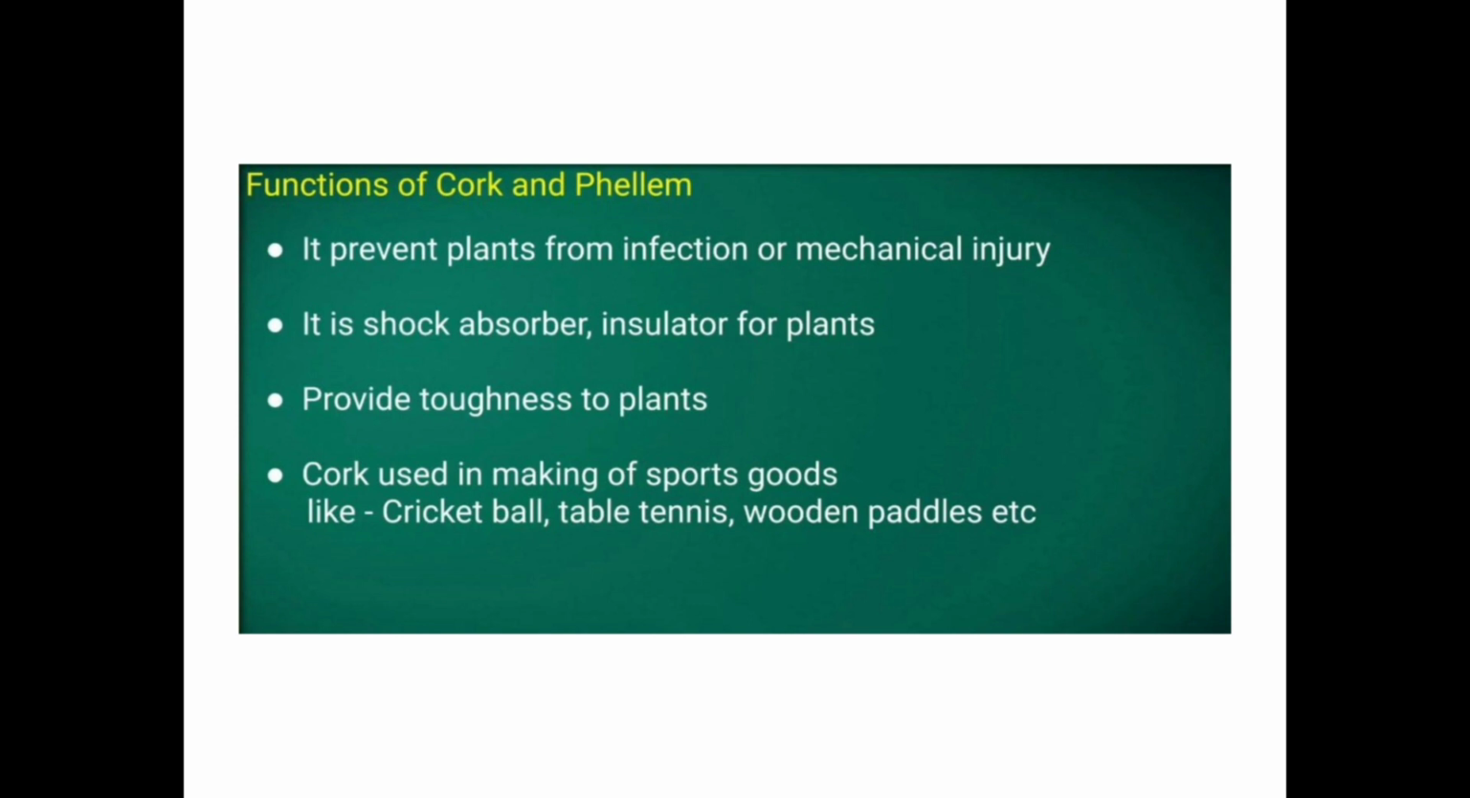Then it is a shock absorber or insulator. It is present outside, so it will be heat repellent, helping the plants to withstand the climate. It provides toughness to the plants. So it is strong also, so the trees will be acting as strong. Then cork is used in making sports goods like cricket balls, table tennis, and wooden pedals. So these are the functions and uses of this cork or phellem. They are hard in substance and provide toughness to the plants, they are shock absorbers, and they prevent infection. And they are used for cricket and sports.